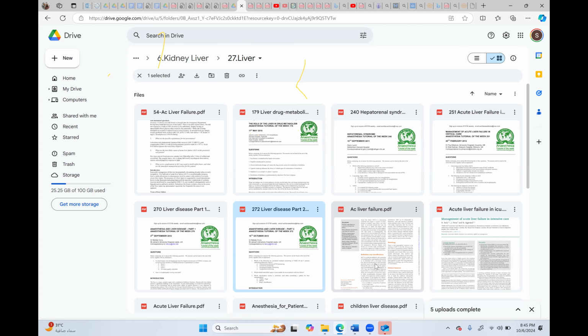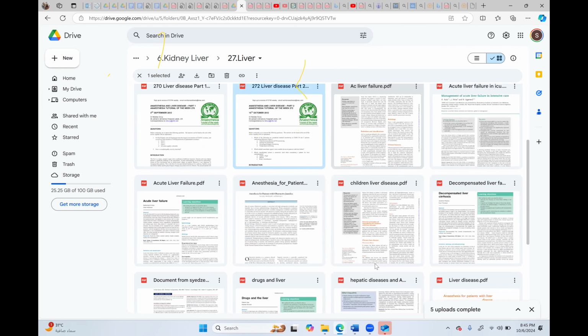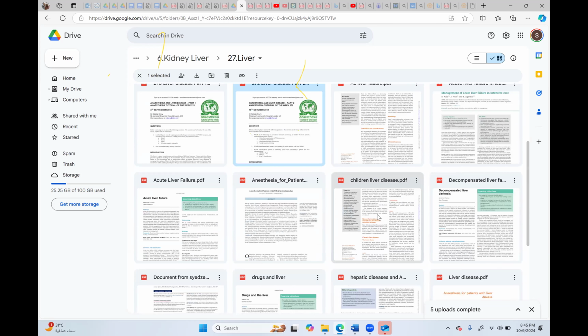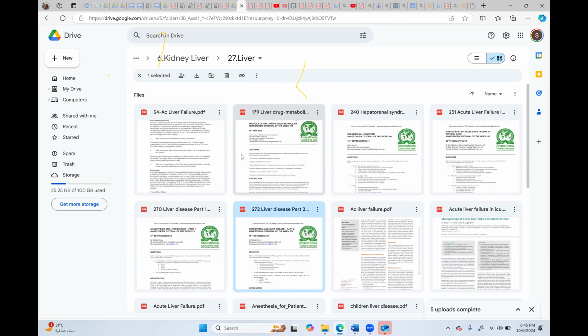So we will continue our discussion on liver in coming days, inshallah. Thanks a lot. I gave a conceptual discussion, and please do read about it.